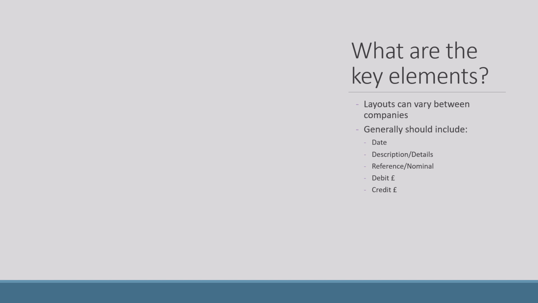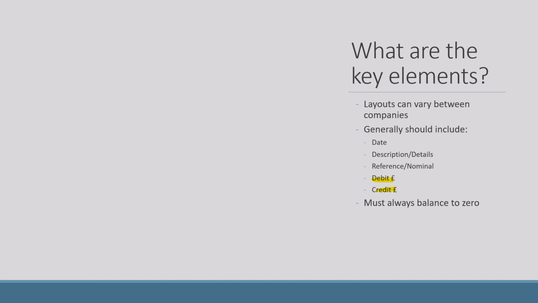So you need to know what date you're going to be posting it, the descriptions and details, a reference or a nominal, so that could be a code that you need to post it to, it could be staff initials, it could be project related, anything like that that might be useful as a reference for that particular journal. And then obviously you'll have your debit and credit values as well.